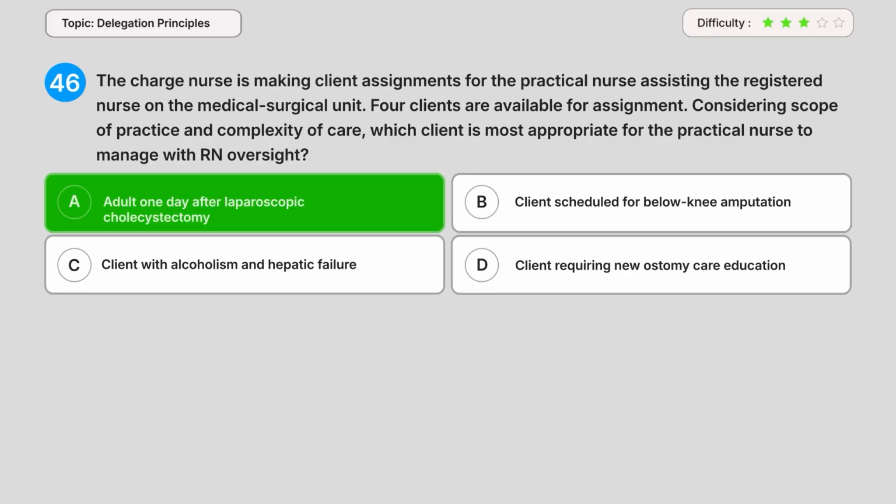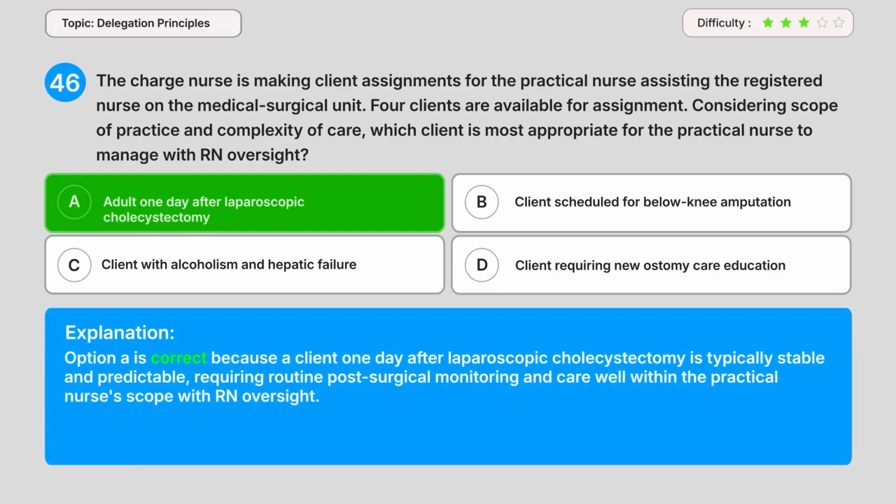Correct answer, A. Adult, 1 day after laparoscopic cholecystectomy. Explanation. Option A is correct because a client 1 day after laparoscopic cholecystectomy is typically stable and predictable, requiring routine post-surgical monitoring and care well within the practical nurse's scope with RN oversight.